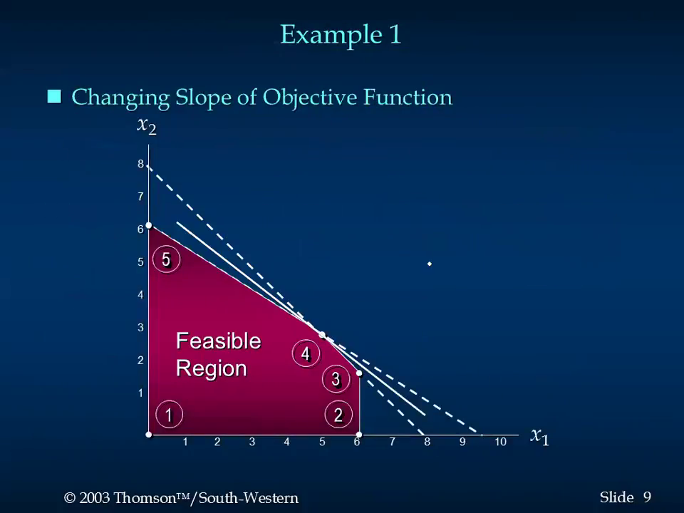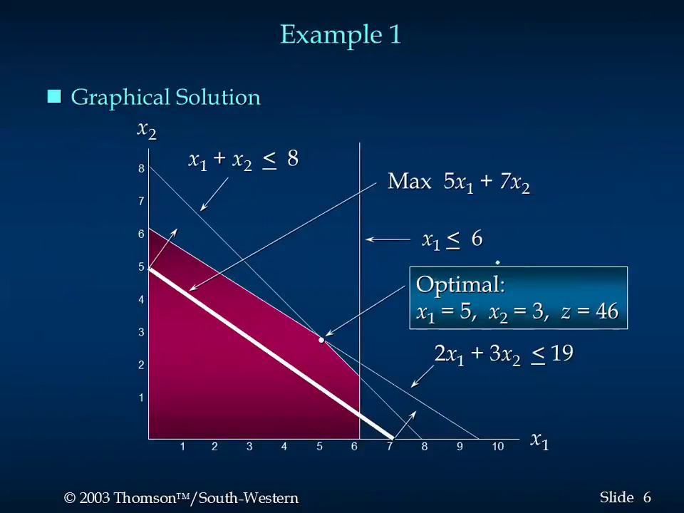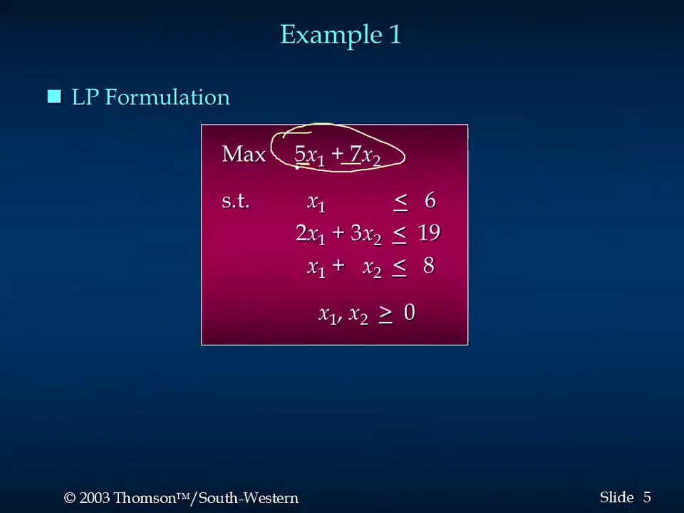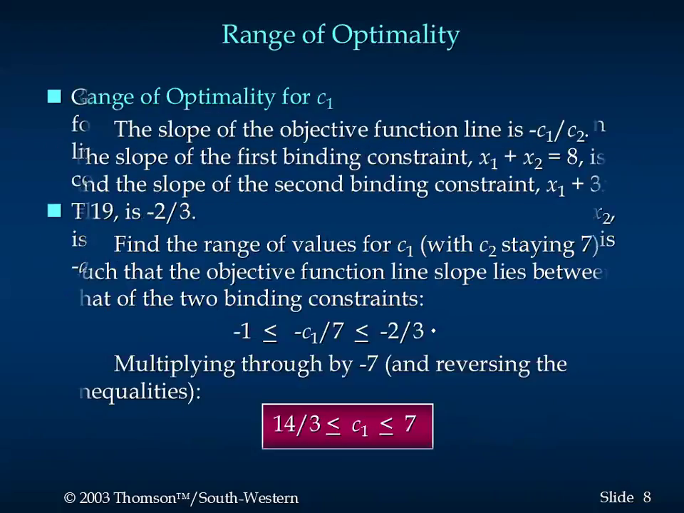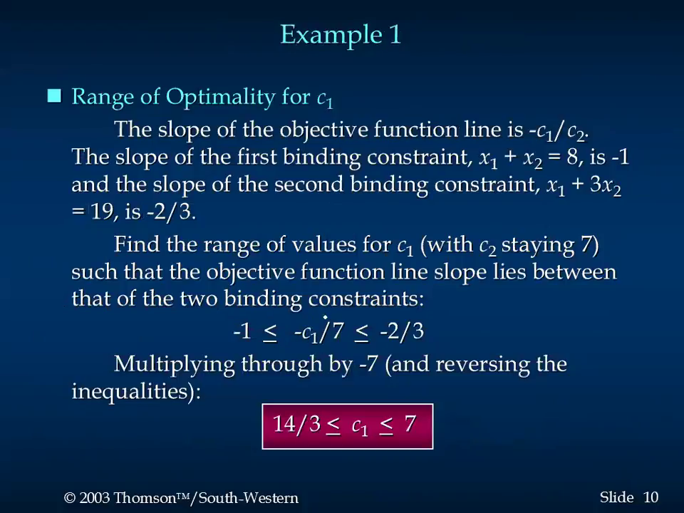And so what we do is, for example, here our objective function was 5x1 plus 7x2. Let's change one coefficient at a time. Let's change C1 and fix C2 as 7. If we do that, for the solution to remain optimal, minus C1 divided by 7 should lie between minus 1 and minus 2 by 3. And so multiplying by 7 and taking negative, you'll get C1 should be less than or equal to 7 and greater than or equal to 14 by 3. This becomes our coefficient range for C1.